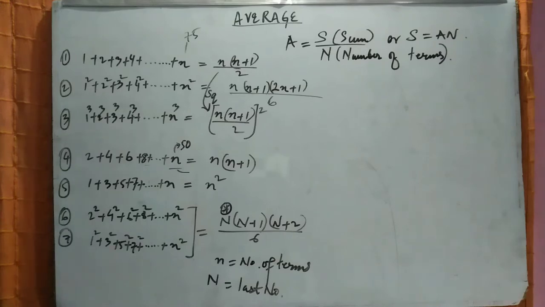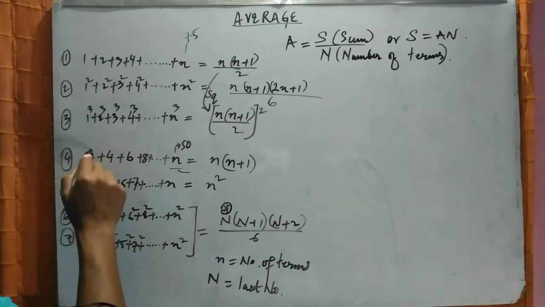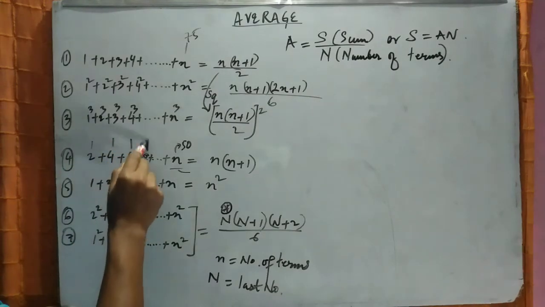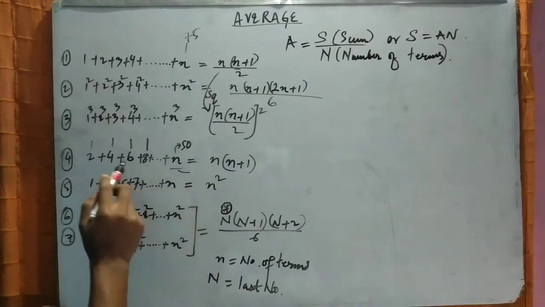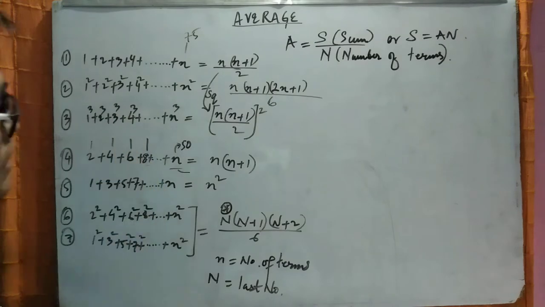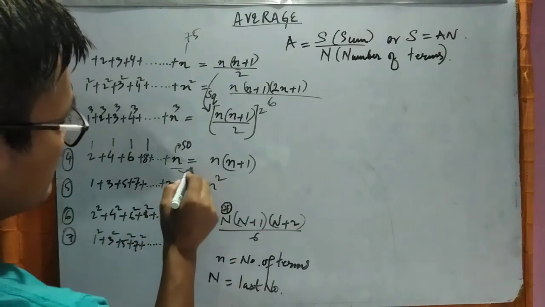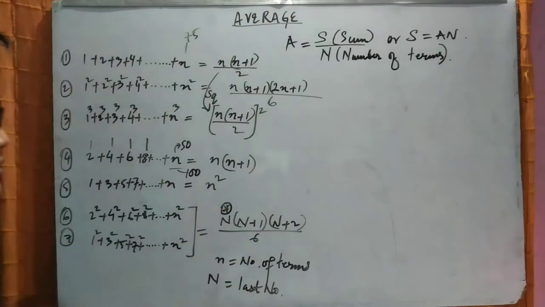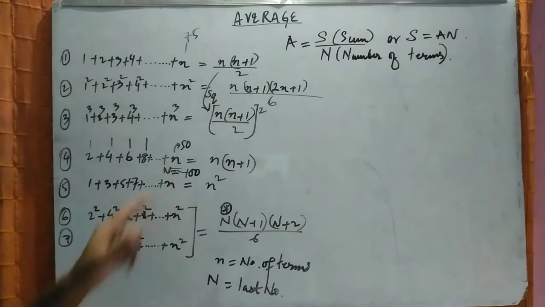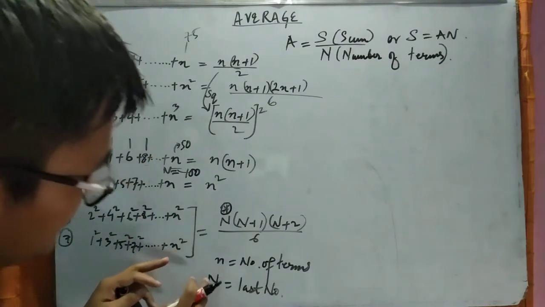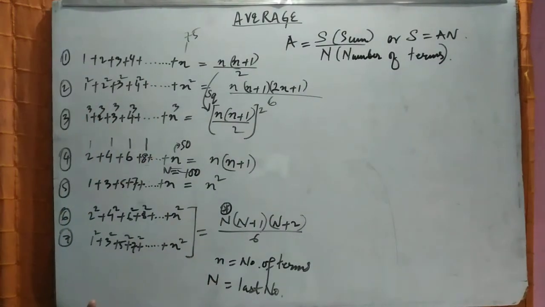First term, second term, third term, fourth term. 50 even numbers, the last number is 100. So capital N value is 100 and small letter n value is 50.